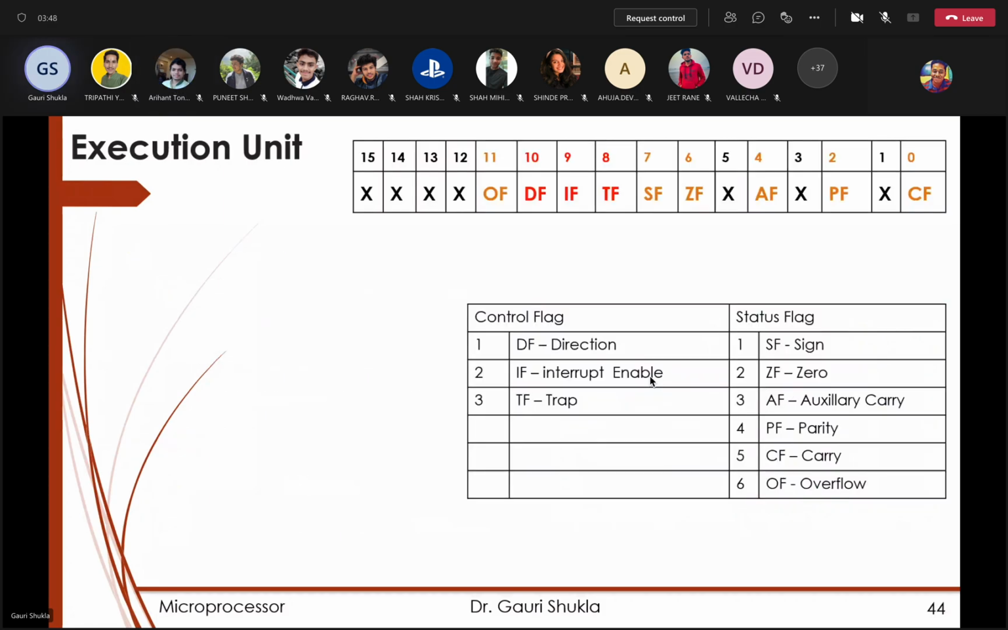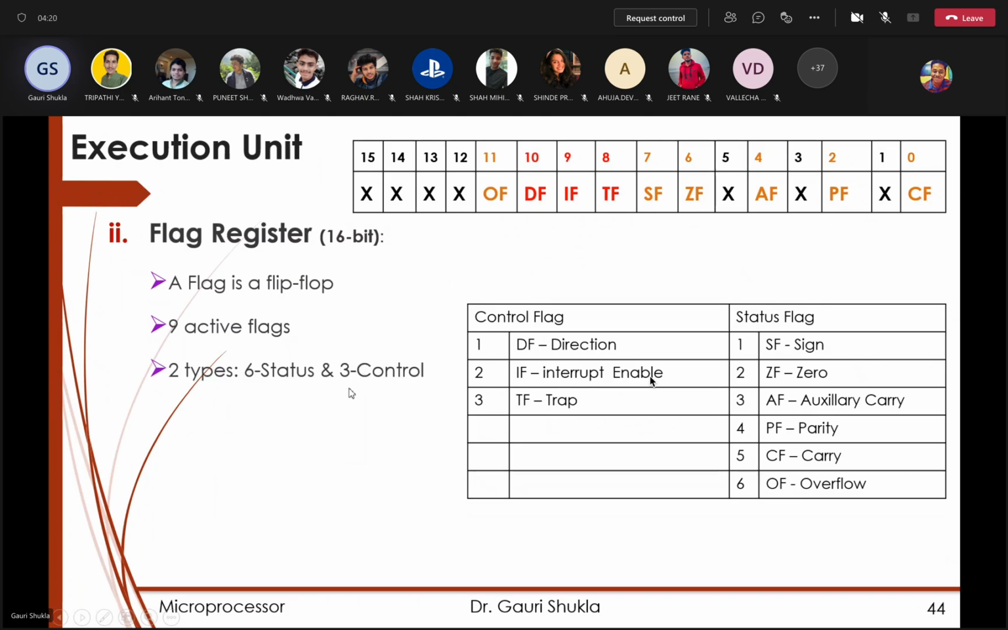So now we move on to our flag register. Flag register over here is 16-bit, right? In that, 9 bits are active flags. It is not a bit, basically each and every bit corresponds to a certain flag. Purposely they are given in different colors so that you will understand. Nothing to do with the color. So we have 3 control flags, which are DF, IF and TF, and 6 are status flags.